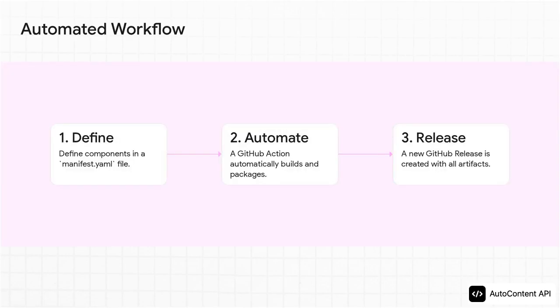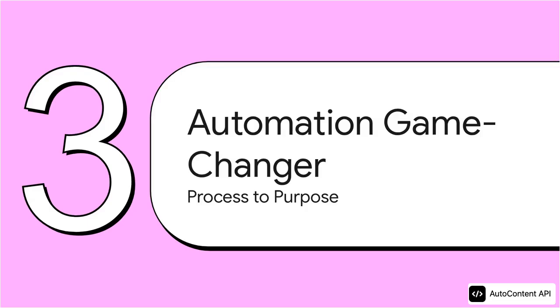And this is where it all comes together. The workflow is just so simple. Step 1. You define everything you want in your collector. All your receivers, processors, exporters, inside a single manifest.yaml file. Step 2. You push your code. A GitHub Action fires off, and it just handles all the multi-platform building and packaging for you. And then step 3, bam, a brand new versioned GitHub release pops up with all your artifacts ready to go. It's that easy. Having this level of automation is honestly a massive game changer.